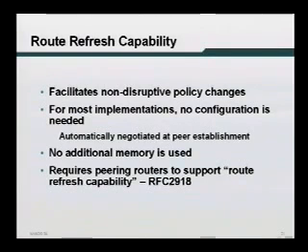For most implementations, you don't need to configure it. In fact, for many implementations, it's now just the default. It's what happens. It's automatically negotiated at the peer establishments. You don't need to add any special configuration usually. Doesn't require any extra memory on the router. As I say, it's just a little signaling mechanism between your router and your neighboring router. But it does require the peering routers to support RFC 2918, the route refresh capability.